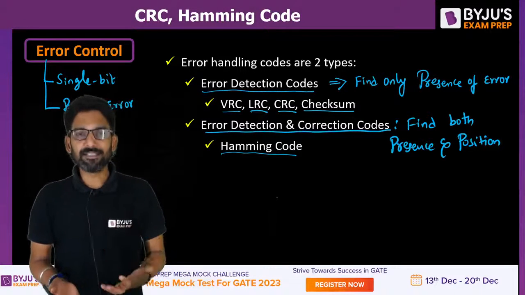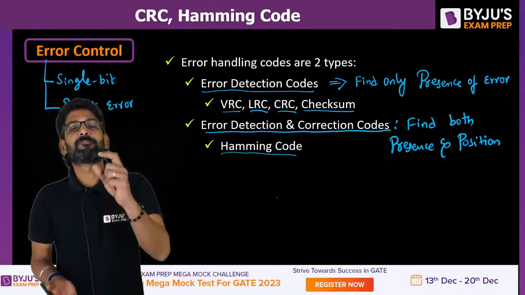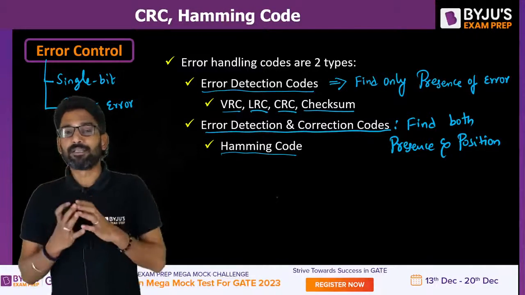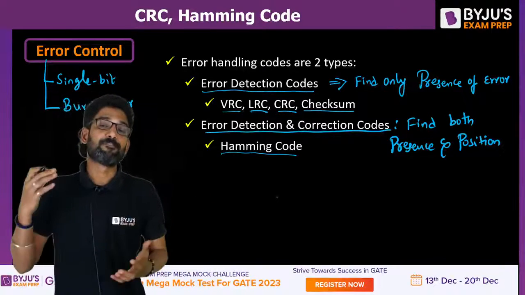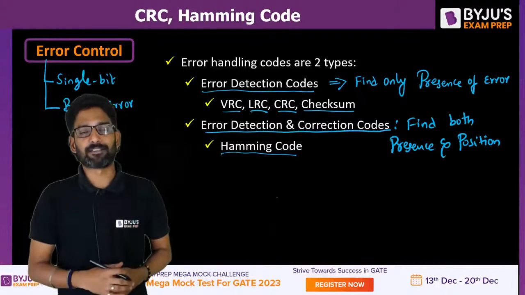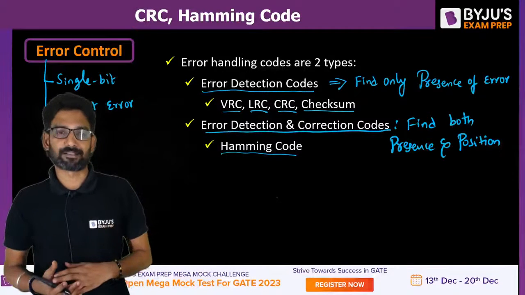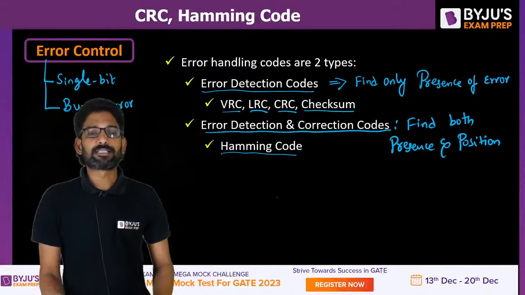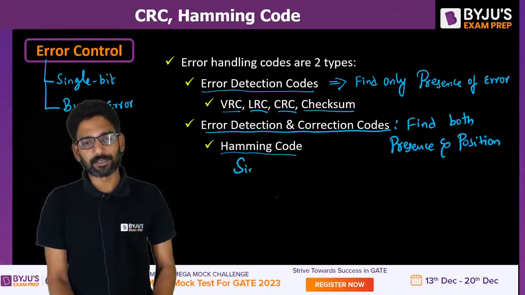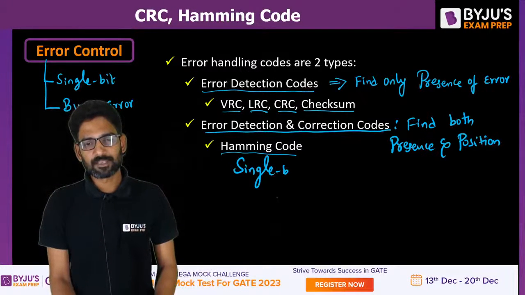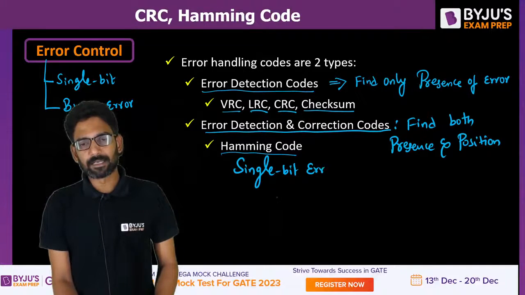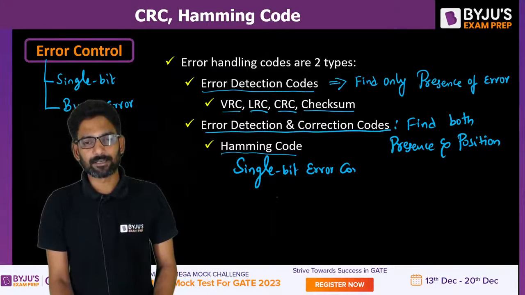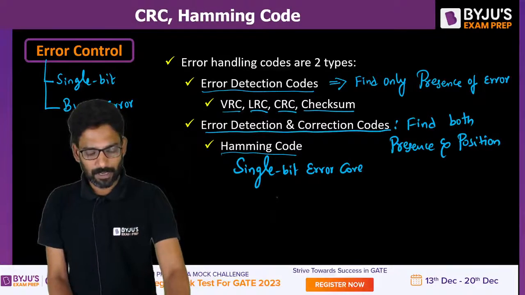But the challenge is finding, in that stream of bits, which bit is in error or which bits are in error, right? Our Hamming code will do that single bit error correction. Single bit error correction we will be discussing with respect to Hamming code.